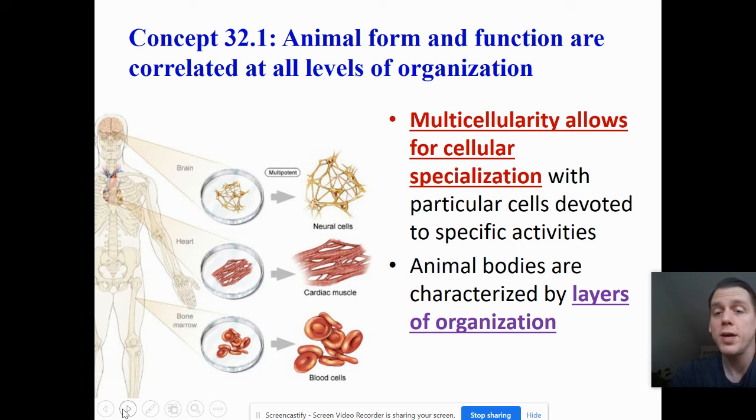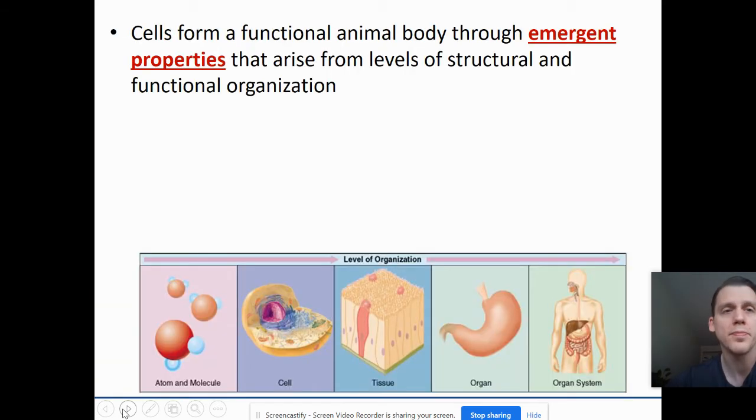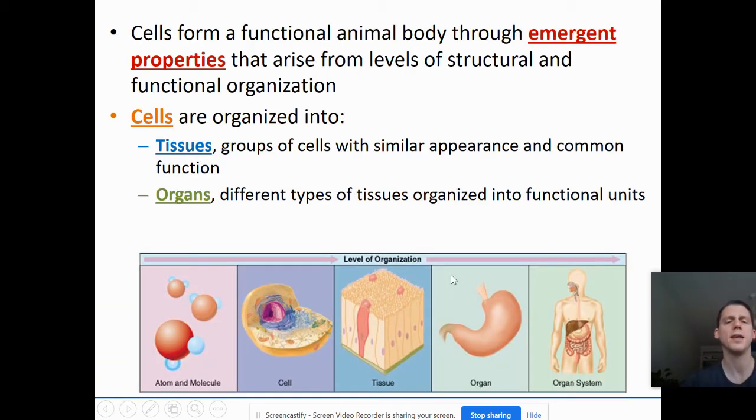Animal bodies are characterized by layers of organization. And we can see that on the bottom here in the picture, that atoms and molecules make up a cell, cells make up tissues, tissues make up organs, and organs make up organ systems. It says at the top, cells form a functional animal body through emergent properties that arise from levels of structural and functional organization. So some of the most important ones here, a tissue is a group of cells that have a similar function.